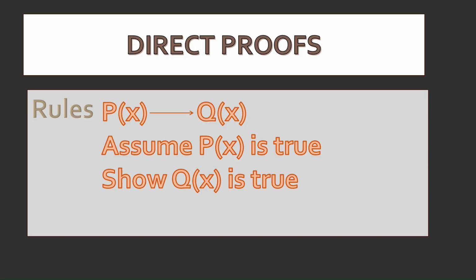So firstly, the rules for your direct proofs would be that P of x implies Q of x. P of x is your first statement and Q of x is your second statement. Okay, we always assume that P of x is true and then we show by solving the equation that Q of x is true. Okay.